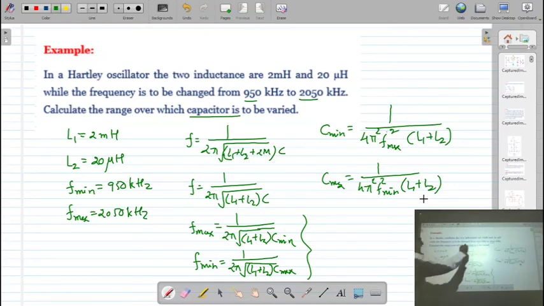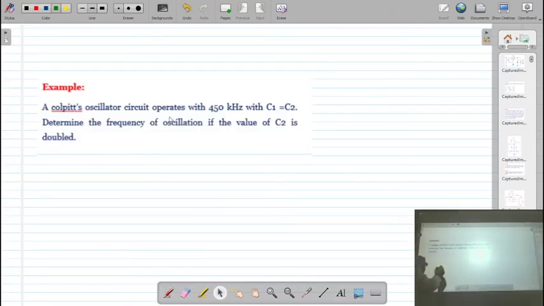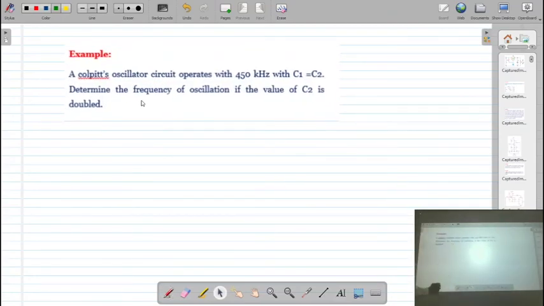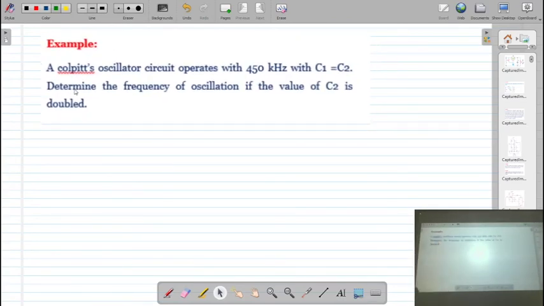Now look at this another example. A Colpitts oscillator circuit operates at 450 kHz. So the frequency is given, f is equal to 450 kHz, with C1 equal to C2, and let us say this is equal to C. Determine the frequency of oscillation if the value of C2 is doubled.